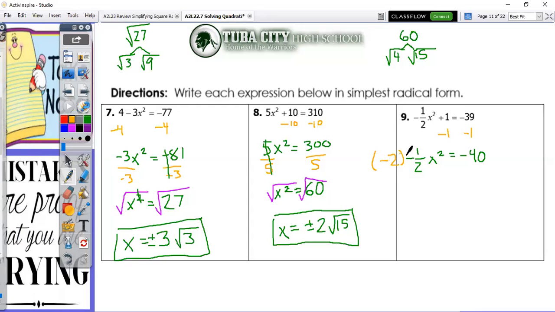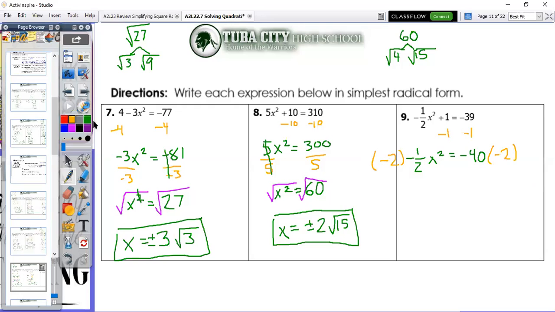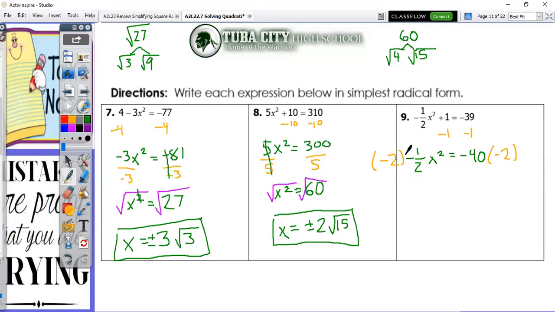Now, since I got to get rid of this negative, I'm going to multiply both sides by -2. And negative, negative cancels it out. It'll become positive. 2 times half. So if you have 2 half dollars, you will have 1 full dollar. So that's going to cancel that out. Negative times negative is positive. 40 times 2 is 80.